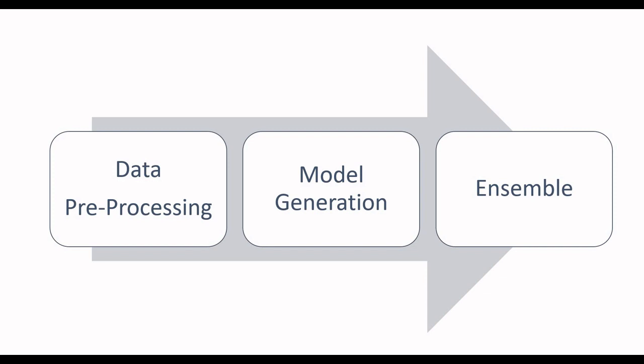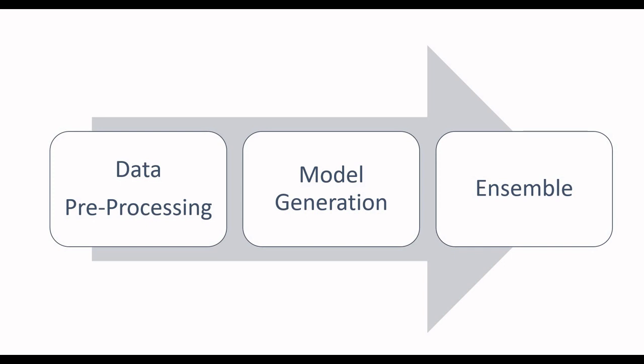So in machine learning, we have three broad stages. The first stage is processing the data. We often have to change the data into a format which is easily understood by the computer and the machine learning models that we're going to be implementing.